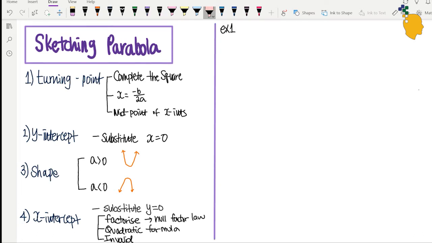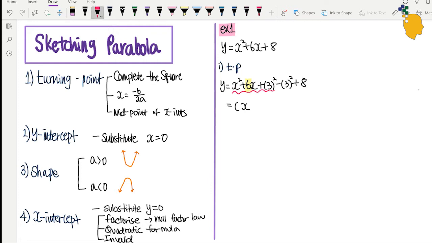We have y equals x squared plus 6x plus 8. First one, turning point, which is TP. I'm going to complete the square to find the turning point. y equals x squared plus 6x. Half of 6 is 3, then square it, take away the same number, and plus 8 at the end. Use the first three terms to make a perfect square, (x plus 3) squared. And if you work out negative 3 squared plus 8, that will be minus 1. So the rule was x, switch the sign, y, follow the sign. So the turning point will be (negative 3, negative 1).